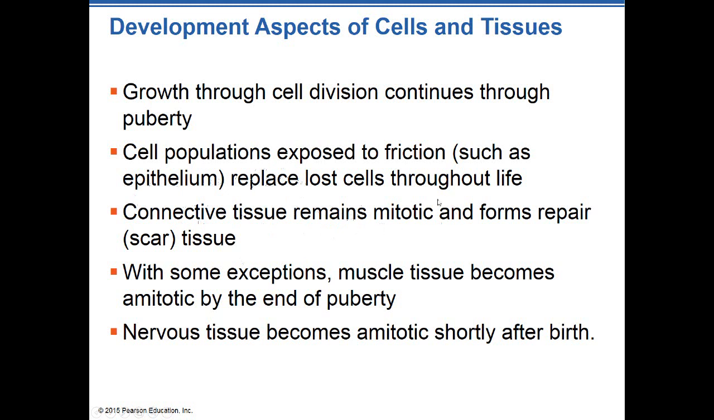Connective tissue also remains mitotic and can form repair tissue throughout life, but for the most part, muscle tissue, when you hit the end of puberty, becomes amitotic, meaning it loses the ability to divide. So pretty much by the end of puberty, you've got as many muscle cells as you're going to have. And of course, it's possible that you could increase your muscle mass.